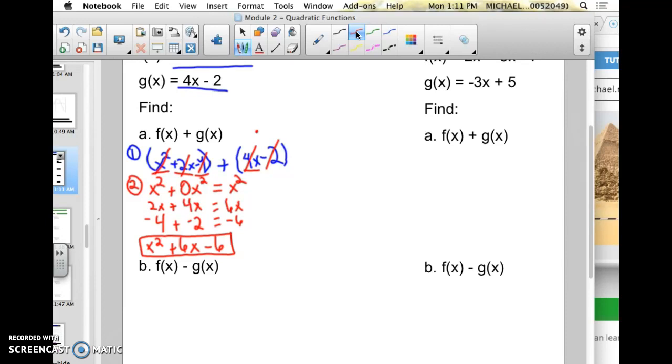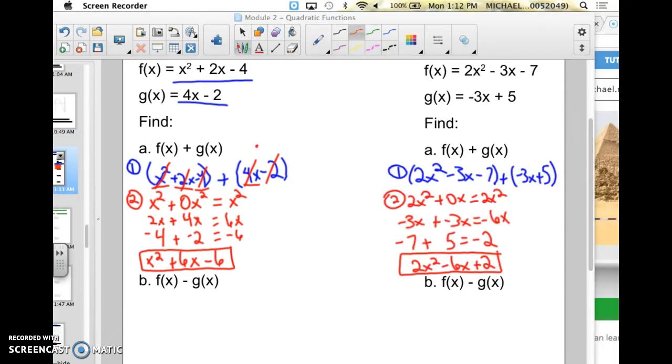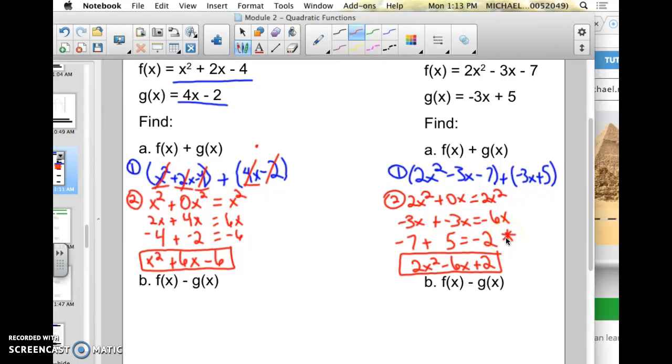Please pause the video and try your own problem on your own. To check your work with mine, you should have gotten 2x squared minus 6x plus 2. The potential error I would see in this is this step here, working with negatives and positives. Negative 7 plus 5 is a negative 2. And I didn't write that correctly in my answer. You might see that I make mistakes, probably a little bit more frequent than I care to admit. So the correct answer is 2x squared minus 6x minus 2.